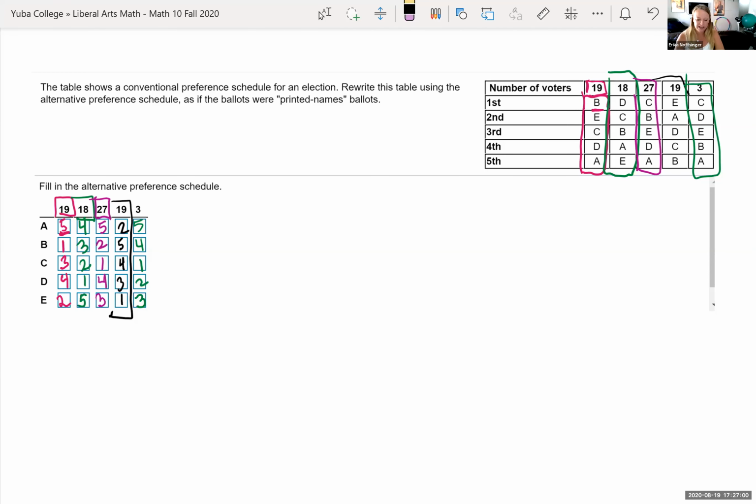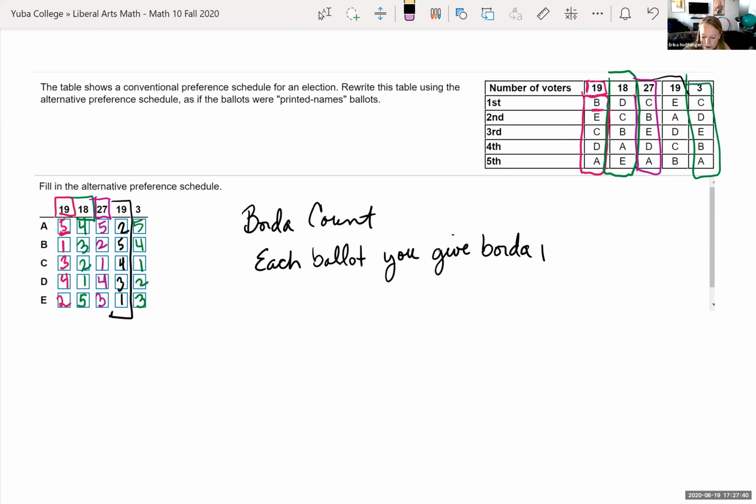So this can be helpful if we're looking at a different way of counting votes. And so there's what is called the Borda count. For each ballot, you give points, Borda points, on the ranking of the candidate.